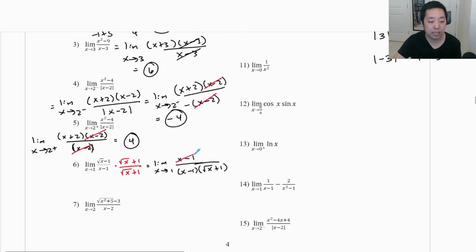And then these cancel. And then I can plug in 1, and I get 1 over 2. Because if I plug in a 1, square root of 1 is 1, plus 1 is 2, so 1 over 2. How about this one?